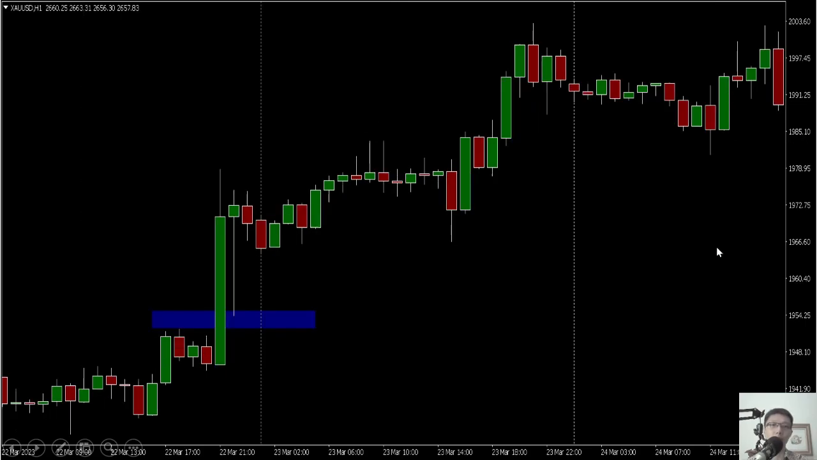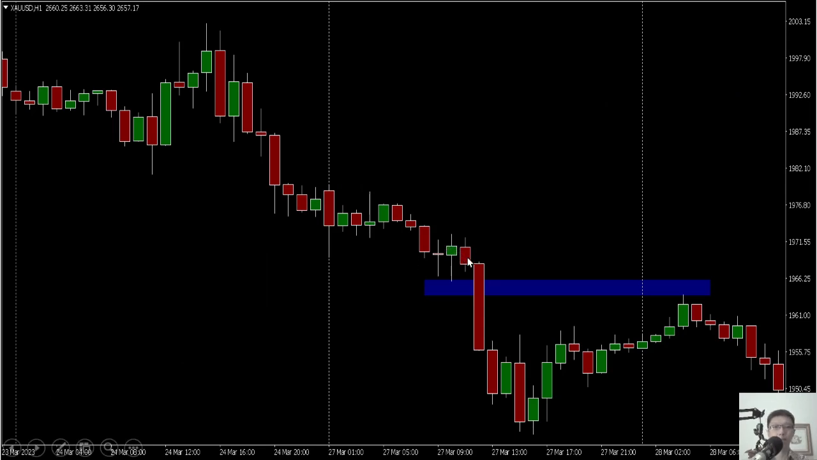Let's see another example. Here, after this huge bullish candle, it makes a gap again. Here we can see that this high and this low didn't touch. So there is a gap. So this is a support resistance fill gap. You have to be aware of this kind of support resistance area.